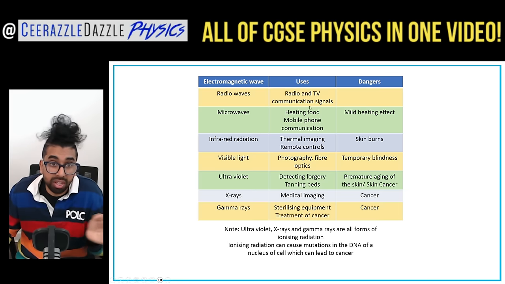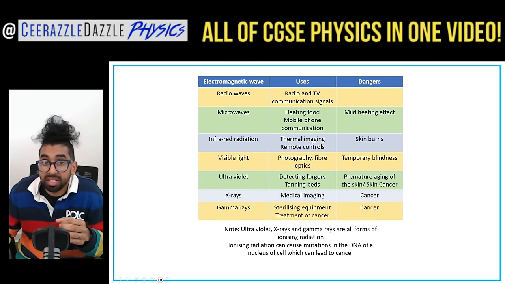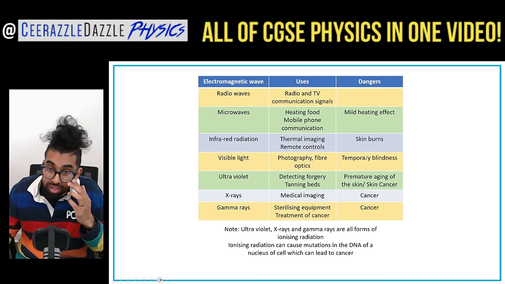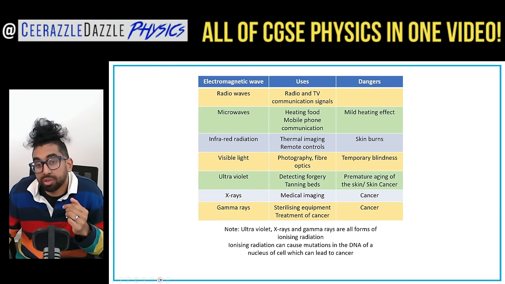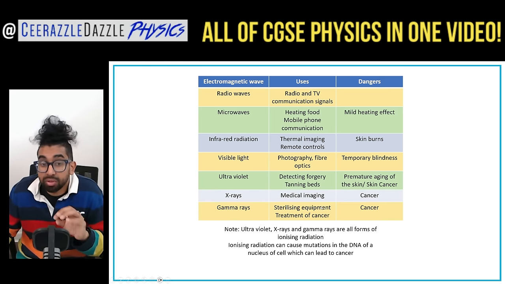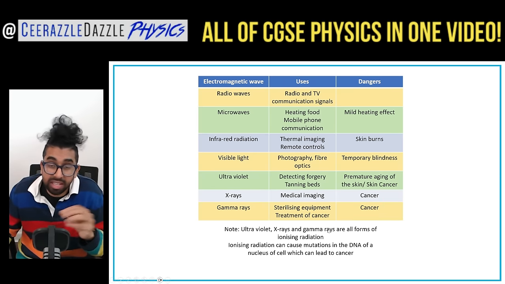The dangers: microwaves have a mild heating effect. Infrared can cause skin burns. Visible light can cause temporary blindness. Ultraviolet, premature aging of the skin and skin cancer. X-rays can cause cancer, and gamma rays can cause cancer as well. Note that ultraviolet, X-rays, and gamma are all forms of ionizing radiation. Ionizing radiation can cause mutations in the DNA within a cell, which can therefore cause cancer to be formed.